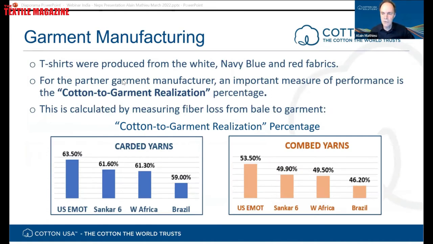Now in garment manufacturing, t-shirts were produced from the white, navy blue, and red fabrics from all carded and comb yarns. For the partner garment manufacturer, an important measure of performance is the cotton to garment realization percentage. On the left, you have the realization of the carded yarns, and on the right, you have the realization of the comb yarns. The consultants commented that the poor results of Brazilian cotton samples were due to heavy fiber loss during yarn manufacturing and knitting.